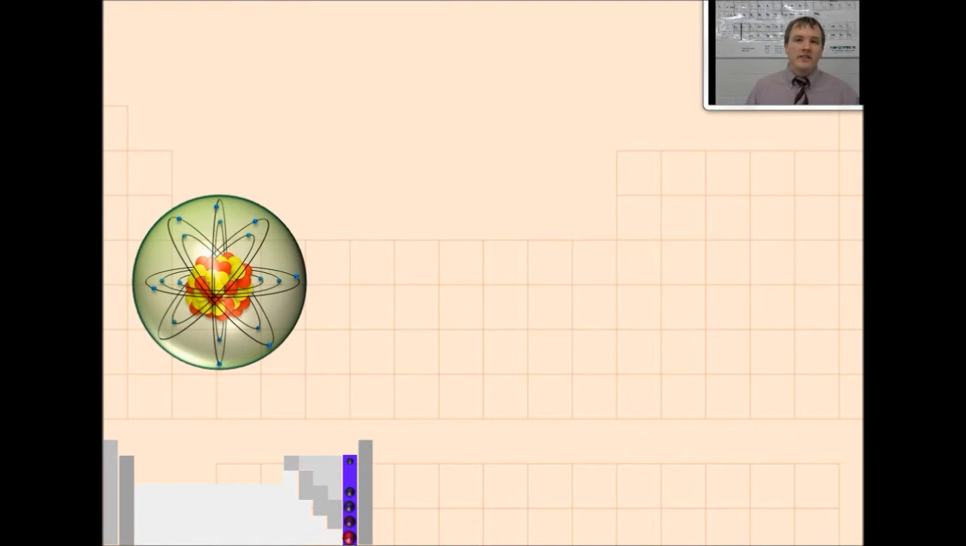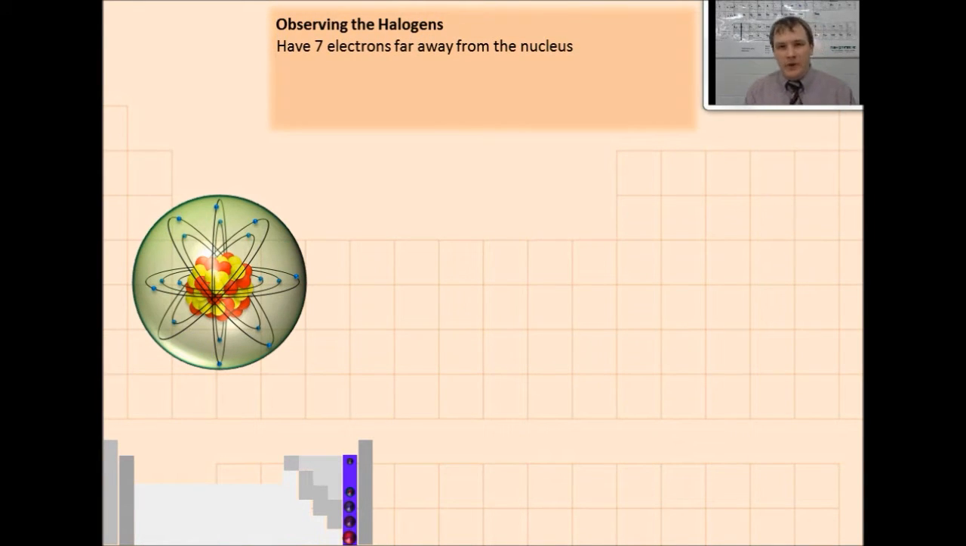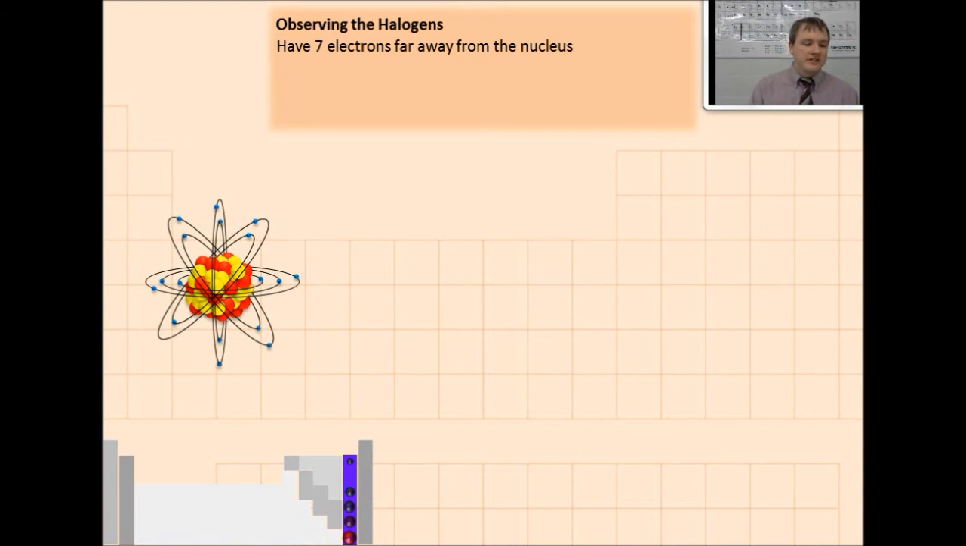Let's take a look at one of these nonmetals, the one that we're going to be observing in our lab. This is chlorine. Now, if you look carefully at chlorine, like we've been looking carefully at all of these different atoms from the periodic table, you'll see that chlorine has 7 electrons far away from the nucleus. If you count the ones that are farthest out, you'll see there are 7 electrons that are there. Chlorine wants to have 8 electrons in its outer shell, and one way for chlorine to do that is to violently rip just 1 electron away from another atom.